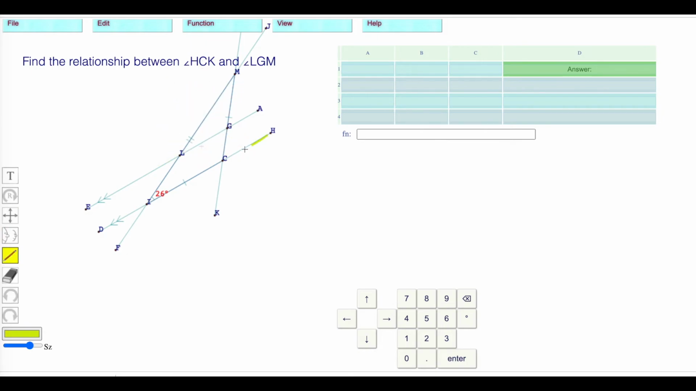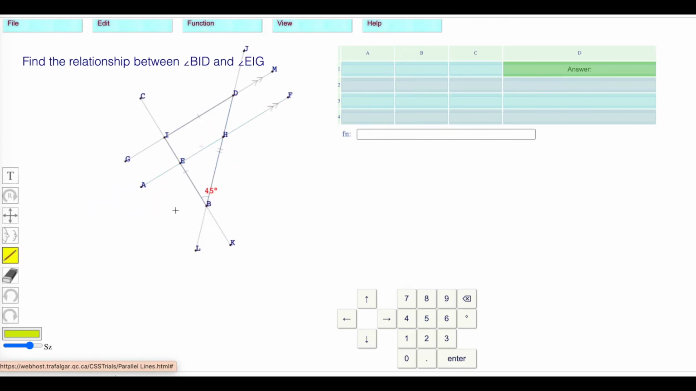H to C to K, L to G to M, B to I to D, E to I to G. These two angles make a straight line, so they're supplementary.